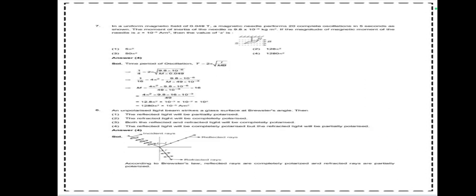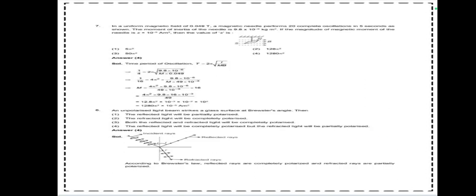Question number 6. Two bodies A and B of the same mass undergo a completely inelastic one-dimensional collision. Body A moves with velocity v1 while body B is at rest before collision. The velocity of the system after collision is v2. The ratio of v1 to v2 is. Answer is 2, 2:1.